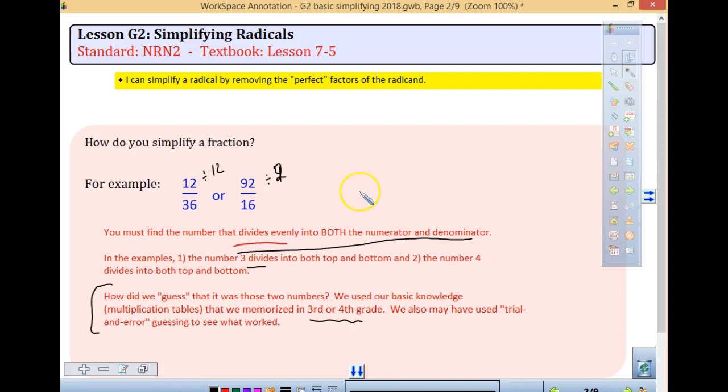So you were simply dividing these by a number. So this one would have been simplified. 12 over 36 would simplify to what? 1 over 3. Did anyone simplify 92 over 16? Anyone divide that one? We're dividing by 2 or dividing by 4.